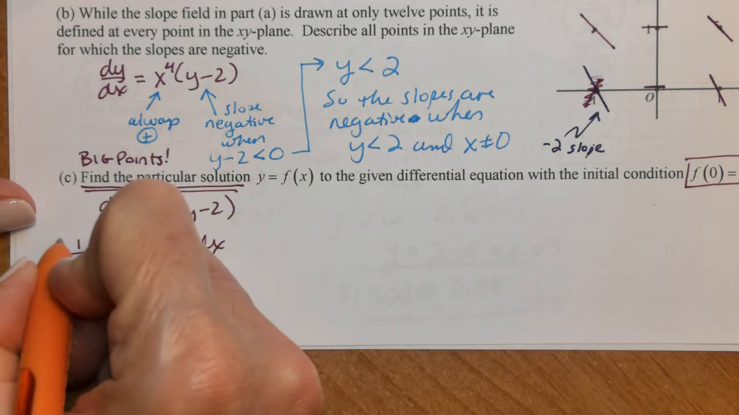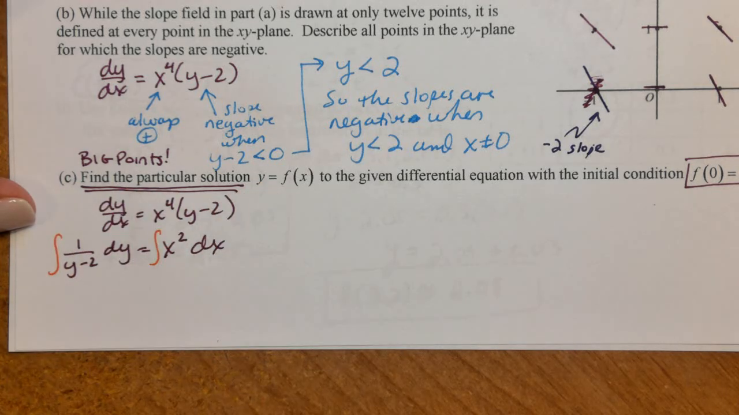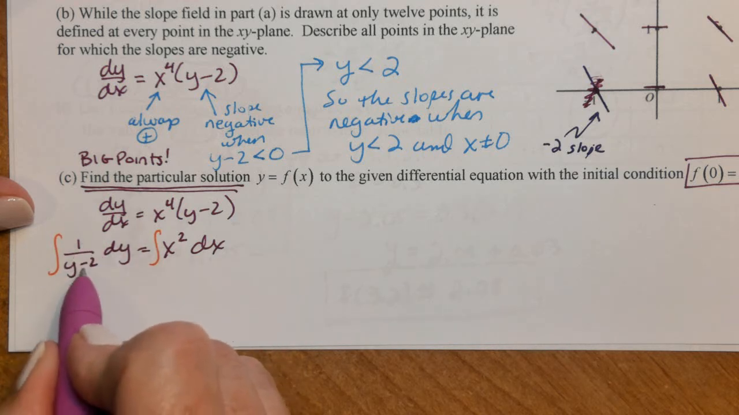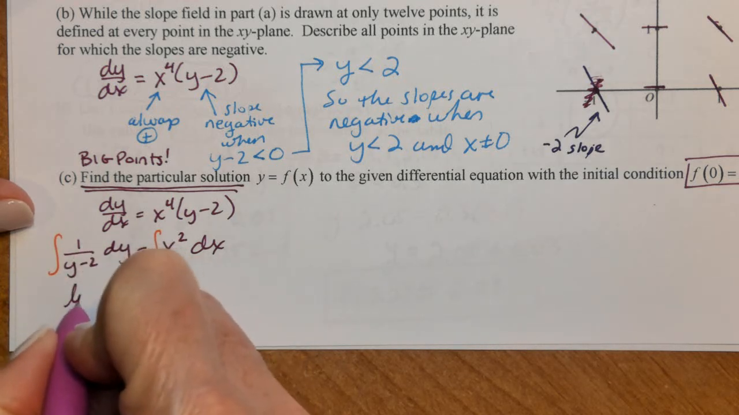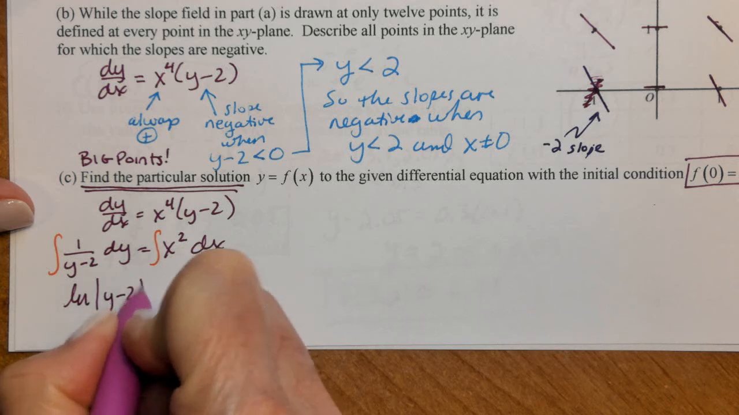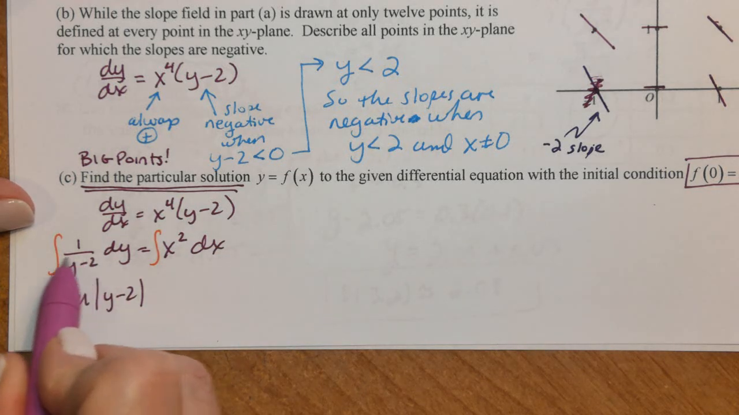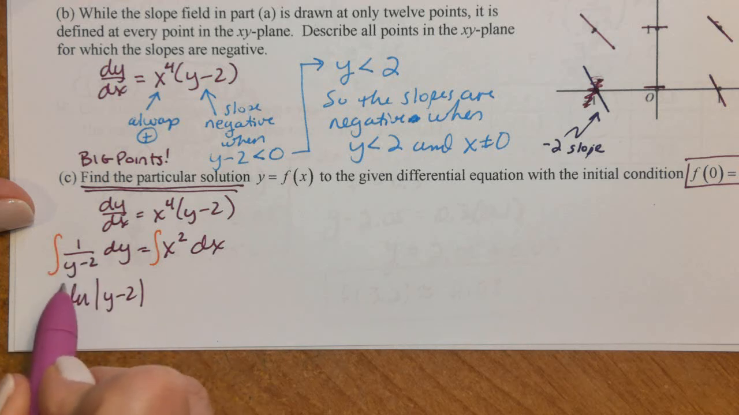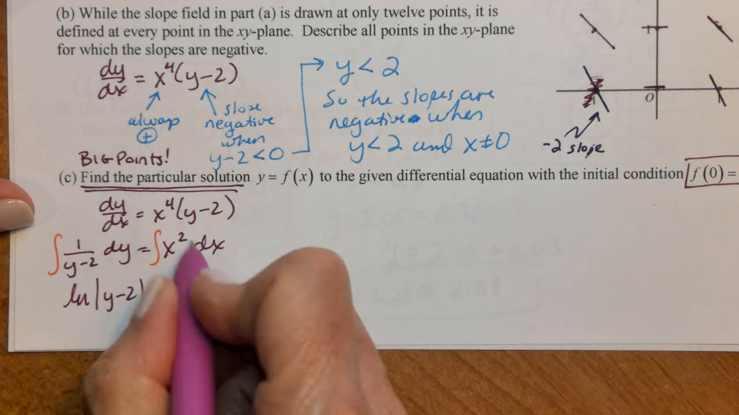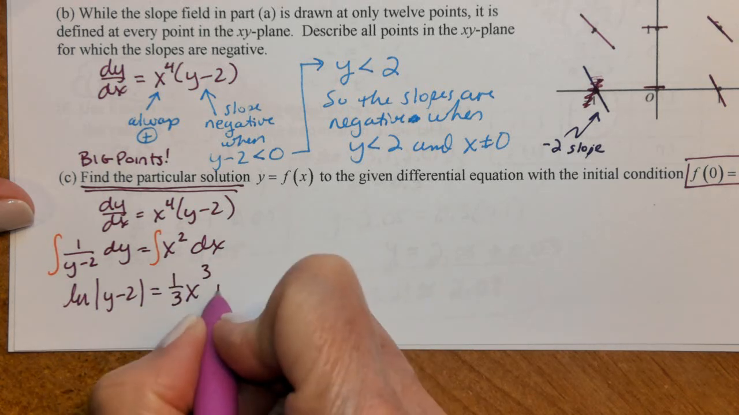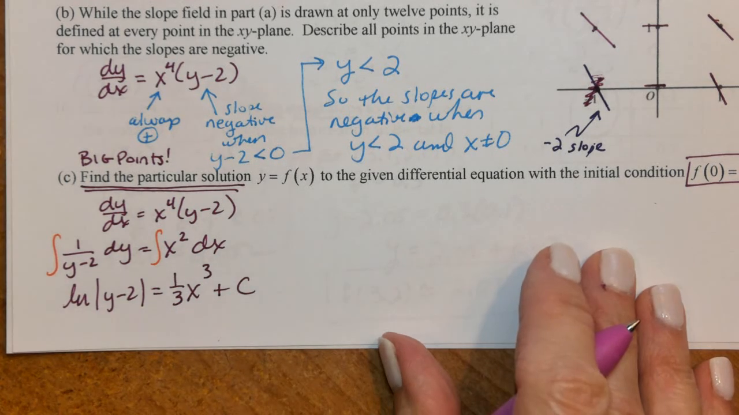Now we integrate. The antiderivative of 1 over y minus 2 dy is natural log absolute value y minus 2. Do we need a coefficient out front? No, because the derivative of this is just 1. The antiderivative of x squared is x cubed times 1/3, power rule. Don't forget your plus c.